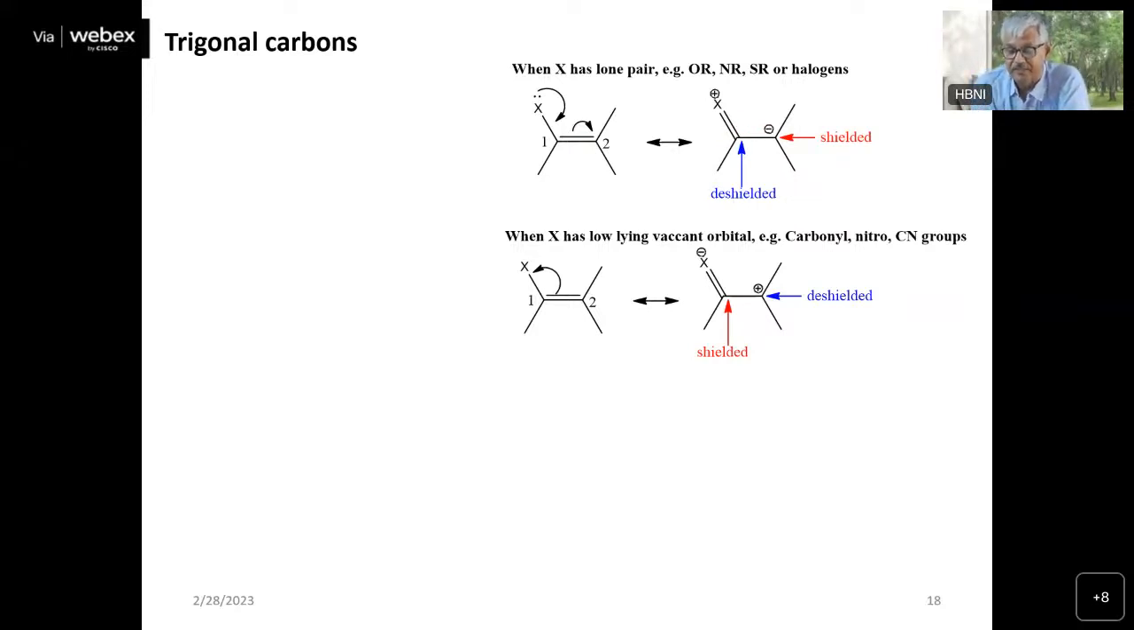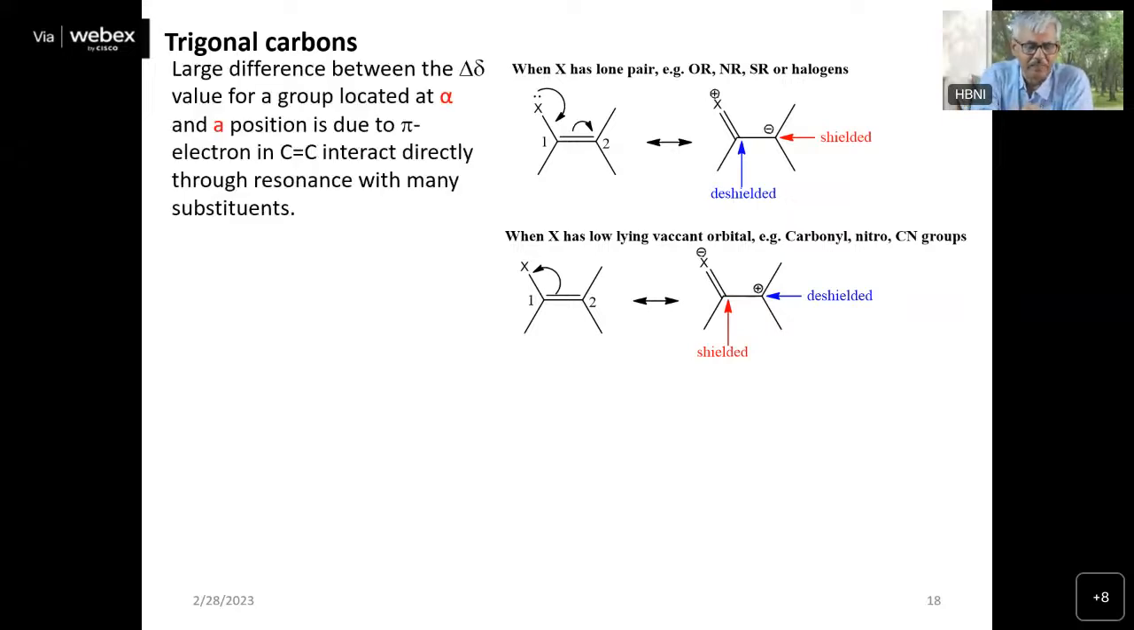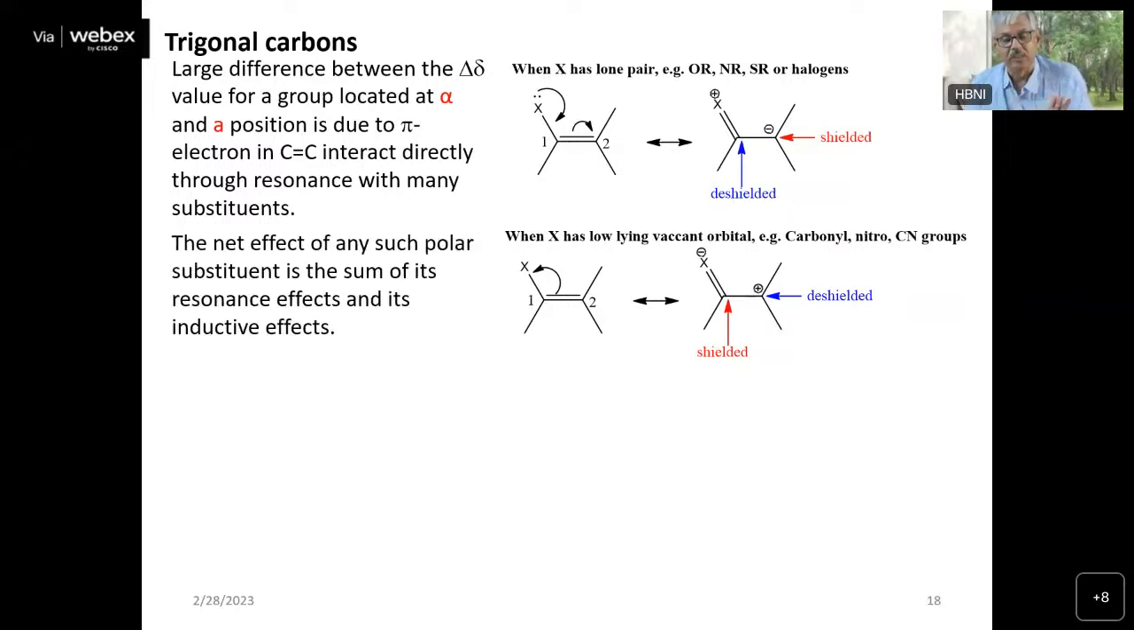Or if the X does not have a lone pair but instead has a vacant orbital, like carbonyl, nitro and cyano groups, you will see the resonance in the other direction. Now this carbon is highly deshielded and this will be highly shielded. Okay, so that same thing I have written in language, so you can read it. Once they come into resonance, the alpha substituent can have a substantial effect on the chemical shift depending on whether they are electron donating or electron accepting. It is common sense from the organic chemistry point of view. Okay.